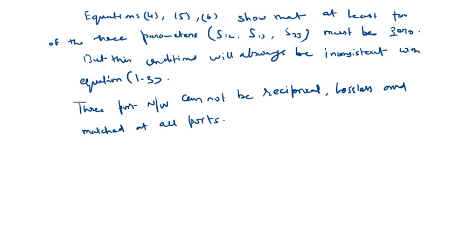So if any of these conditions is relaxed, then a physically realizable device is possible, because all these are ideal. This is a very ideal situation, that this three-port network is reciprocal, lossless and matched at all the ports. It is not possible. All the three conditions are not possible. So if we relax any one of these conditions, then we can find a practically realizable solution.